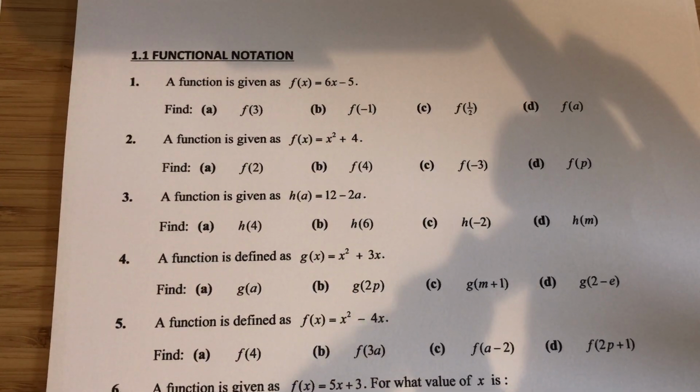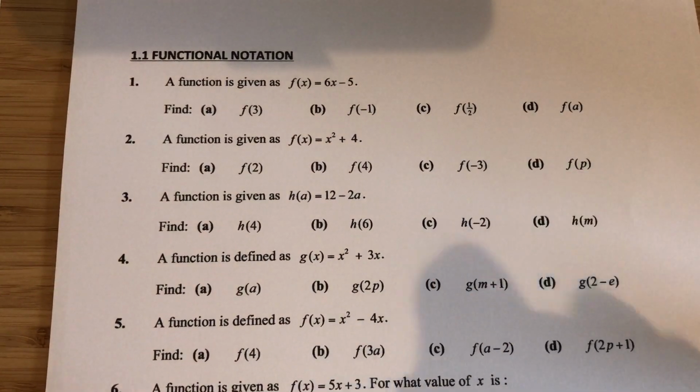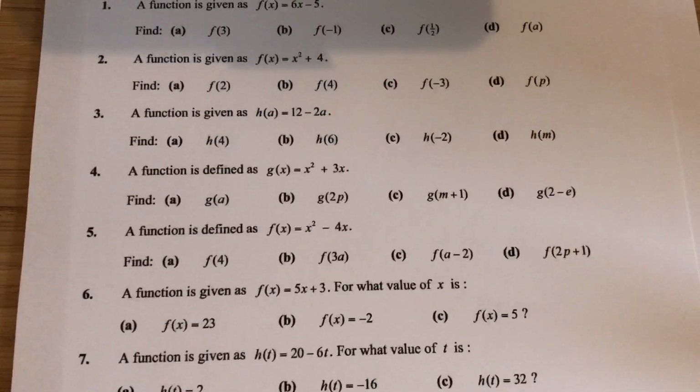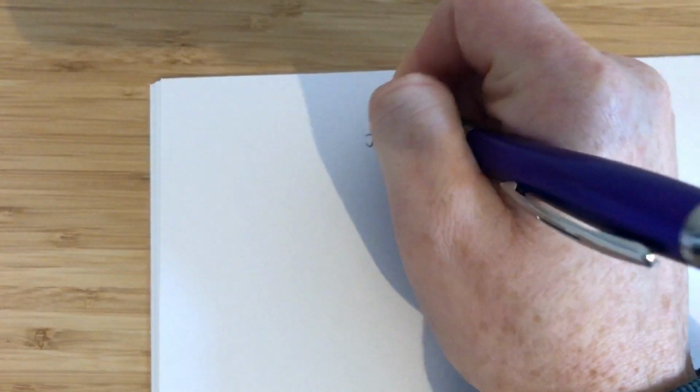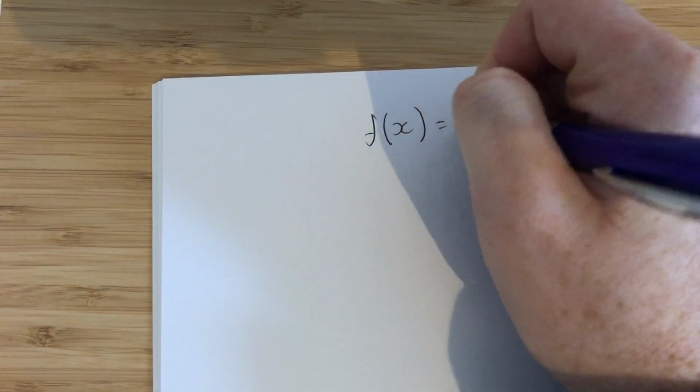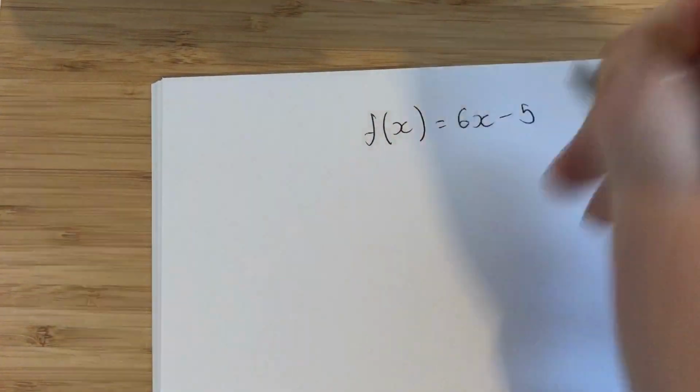Alright, for this tutorial we're going to look at functional notation. We're going to work through a few of these questions from the practice worksheet. So the first thing I'm going to do is look at 1a. A function is given by f of x equals 6x minus 5. So we're going to write down the function f of x equals 6x minus 5.